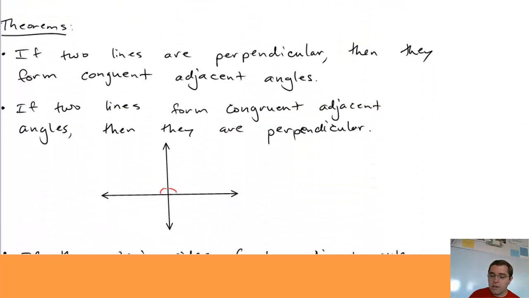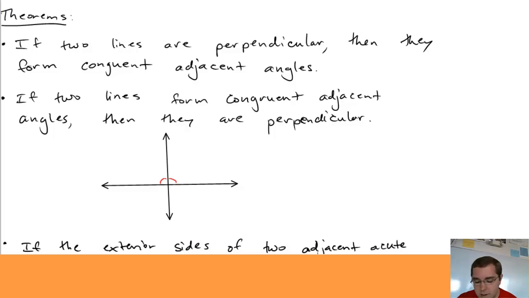Okay, 3 quick theorems about perpendicular lines, and then we'll be finished. First, if two lines are perpendicular, then they form congruent adjacent angles. Remember, adjacent angles are angles right next to each other that share a common endpoint, share a common side, and no common interior points. That makes sense because when two lines are perpendicular, they form 4 right angles.